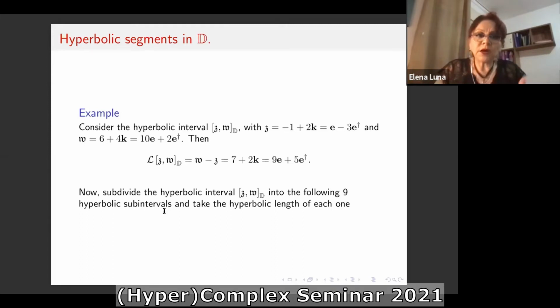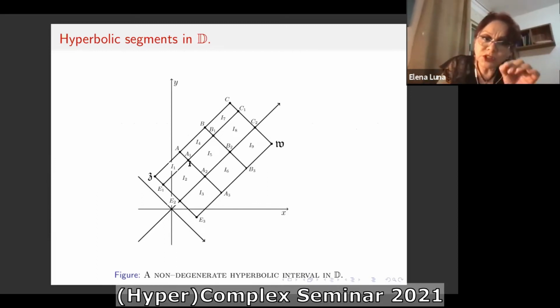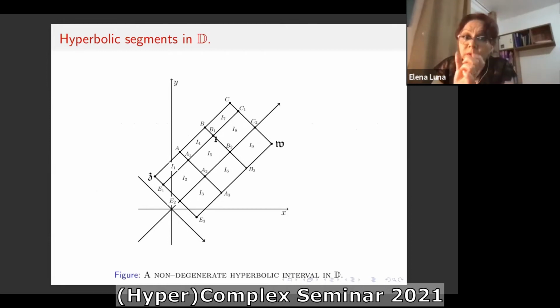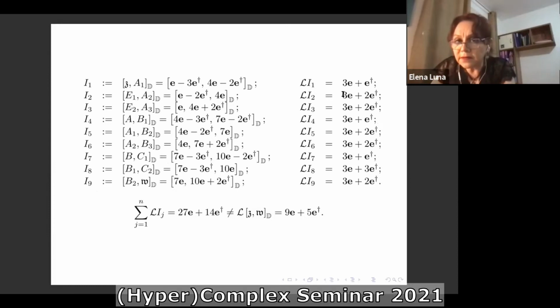Now what do we do? We subdivide the interval into different subintervals, as I do here. And I can tell you that if I find precisely which are these numbers and I consider the length of each subinterval, I wrote here, these are the lengths. And it happens that the sum of these lengths does not coincide with the length of the interval. So this means that we have to think in a different way about the geometry that we are using.